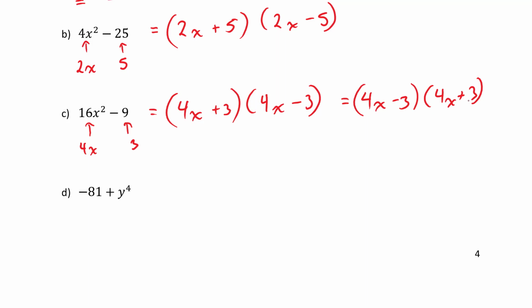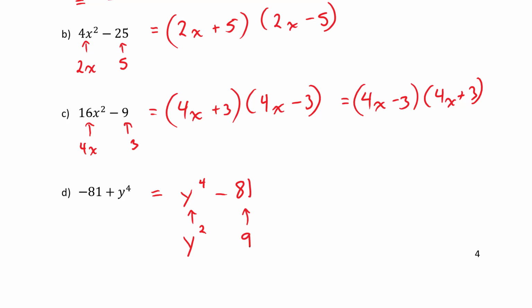What about D now? D looks like it might be a problem, right? I have negative 81 plus y to the 4. Let's just rearrange it. Let's put y at the start, and we'll put the number at the end. We have the difference of two squares. Square root of y to the 4 is going to be y squared. Square root of 81 is going to be 9.